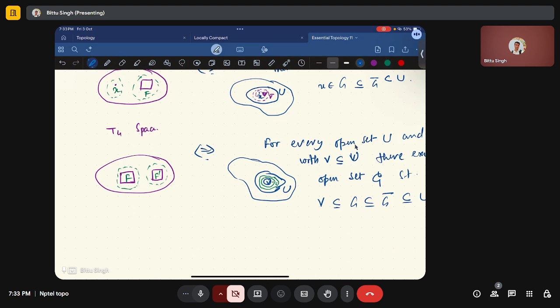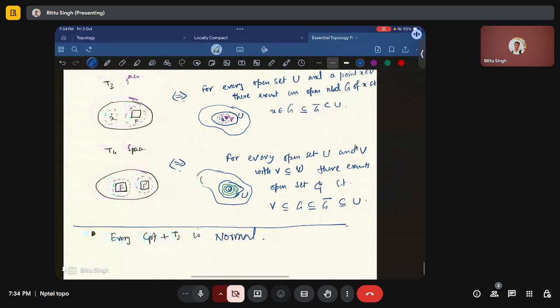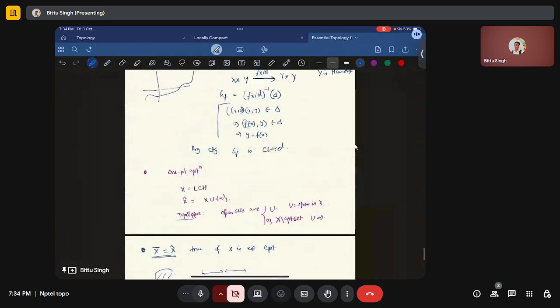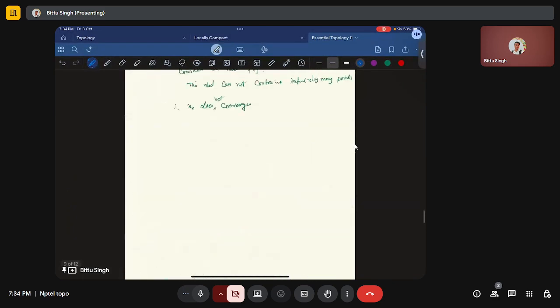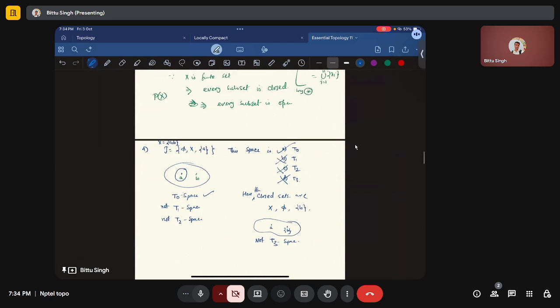And another useful thing is that every compact Hausdorff space is actually normal, meaning it must be T4 and T2. This is also a very useful property. Okay. So those are the main facts about these separation axioms. I'll stop here. Thank you.